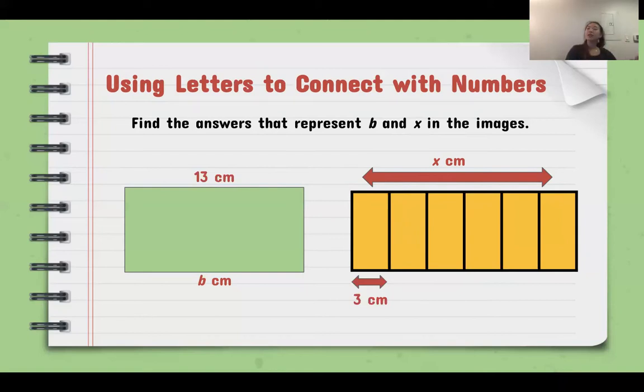So these images are a little bit different than the ones that we just have done. It looks about the same, but the numbers could be different. So on the green rectangle, I have 13 centimeters and then B centimeters. And then for the yellow rectangle, I have one part of that being 3 centimeters. And then they want to know what the entire side length of that rectangle is, representing X. So you guys will pause here for 3 minutes to go over that, and then we will come back together.